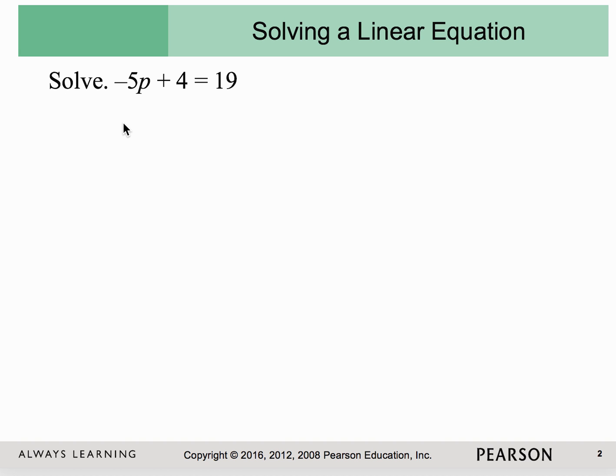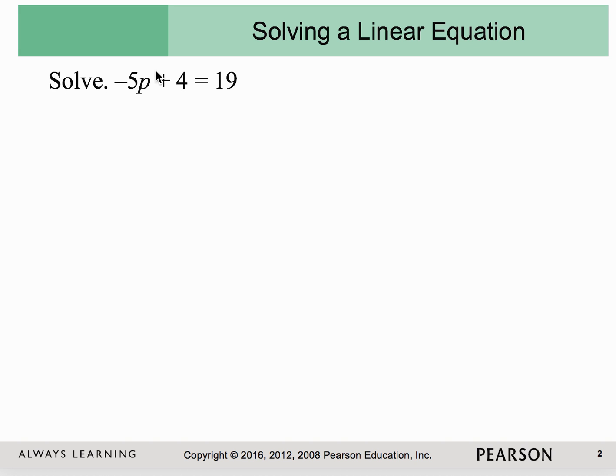Get rid of any fractions. We do not have any fractions. Get rid of parentheses. We don't have any parentheses. Simplify each side. These are not like terms, so we cannot combine them, nothing to do there. Put all your variables on the same side. All I have is a p variable here, nothing over here, so they're already on the same side. Okay, so now to some actual steps we can perform.